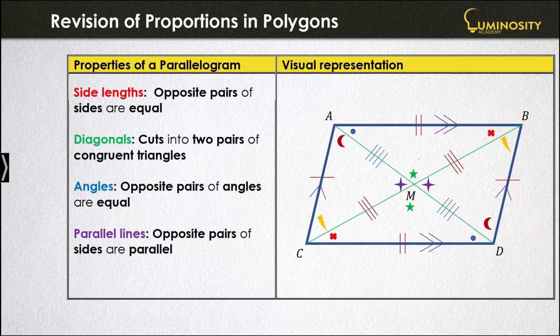Then we have a parallelogram, which is sort of like a rhombus but a bit extended out, in that it has opposite pairs of sides equal in length and parallel. The diagonals will bisect each other and opposite pairs of angles are also equal.